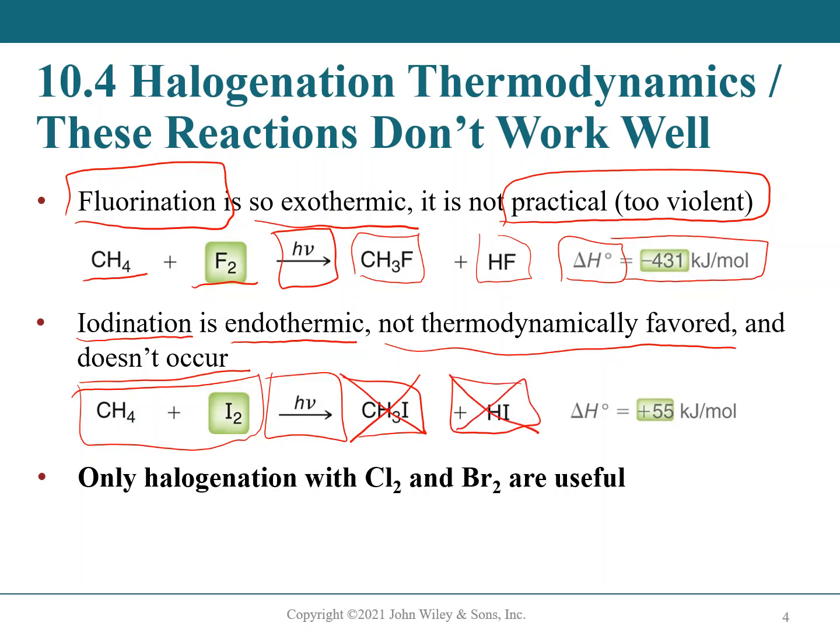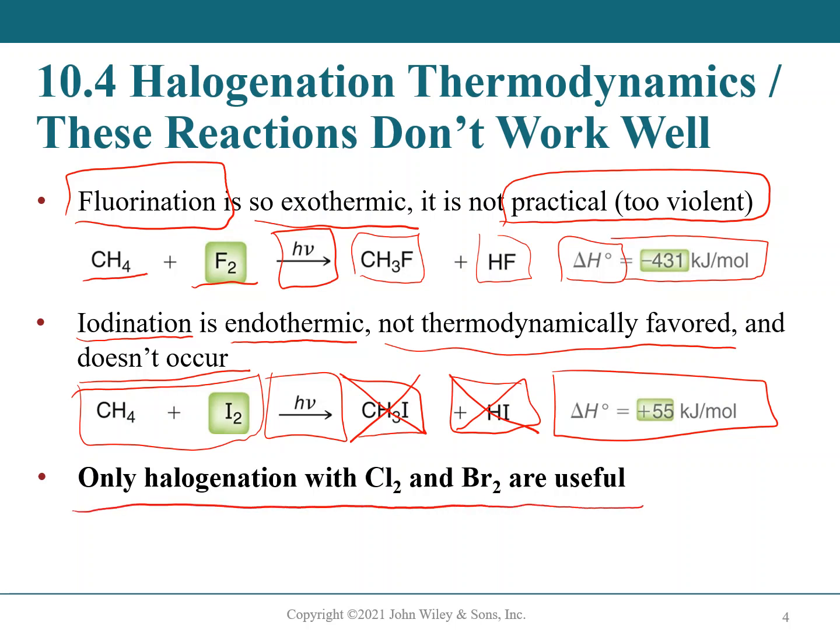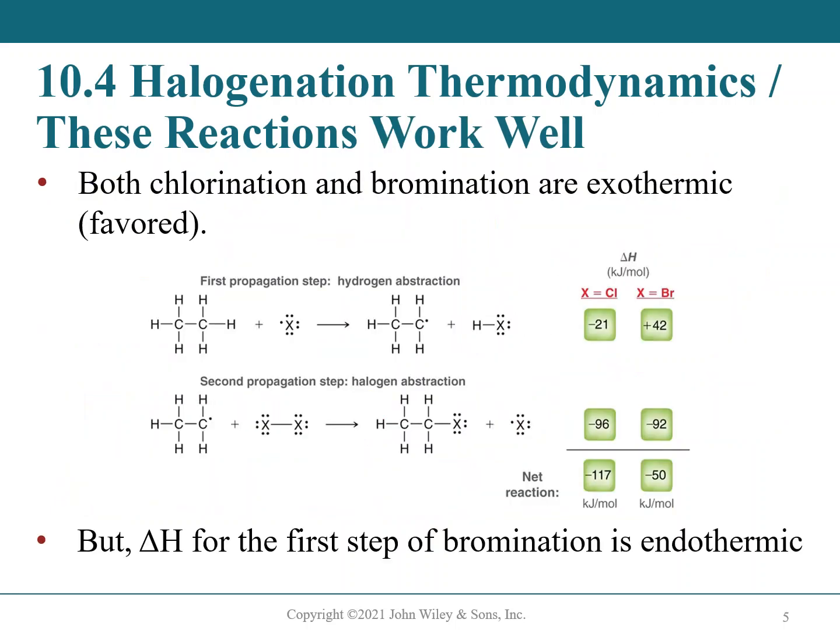Right, so you wouldn't form any iodination product because it would require an additional 55 kilojoules per mole of energy to be added into the reaction. So when we're talking about halogenation reactions, we're going to be exclusively focused on chlorine and bromine. Right, so chlorine and bromine are the useful halogenation reactions for organic chemistry. So let's take a little bit closer of a look at the chlorination and the bromination reactions, right?